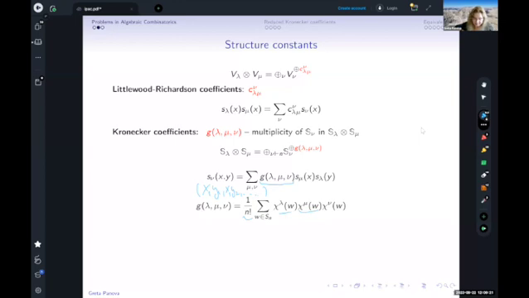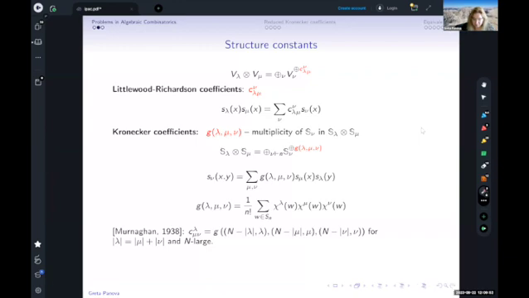And so these definitions are all motivating the question: how do we first compute these Kronecker coefficients, and in particular, can we see in a more combinatorial way that they are non-negative integers, like we have for the Littlewood-Richardson coefficients?